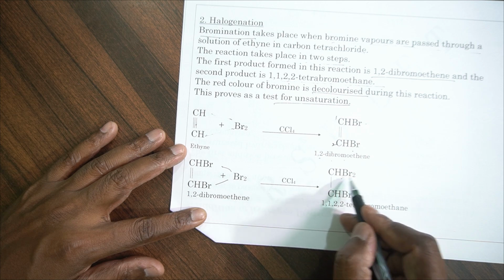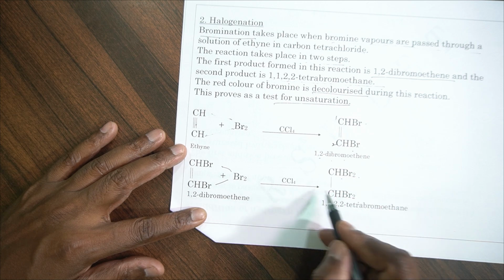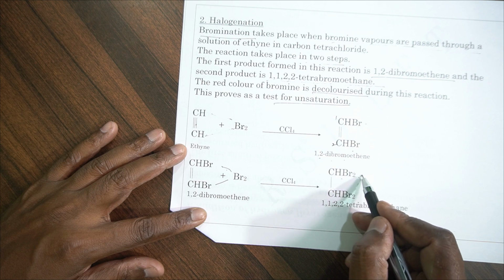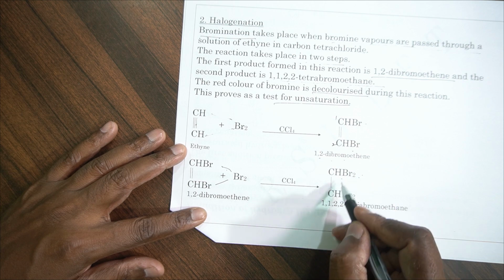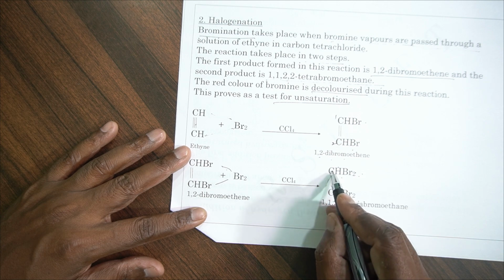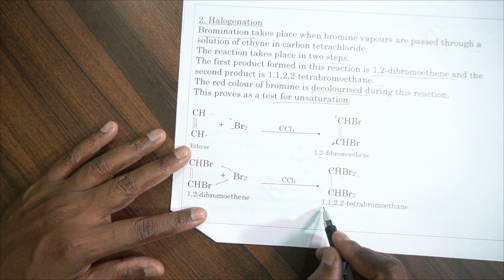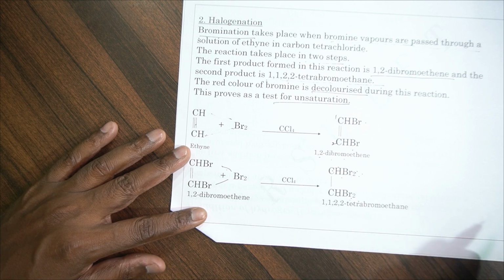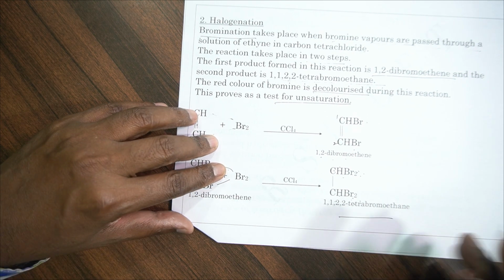Take the same compound here, 1,2 dibromoethene plus Br2, this and this. So you have CHBr2, CHBr2. One more bromine going here. So Br2 and Br2, single bond. So we have one bromine, two bromine, two bromine. Carbon 1 has two bromines. So 1 bromo, 2 bromo, 2 bromo. So 1,1,2,2 tetrabromoethane. That is the name of this compound.